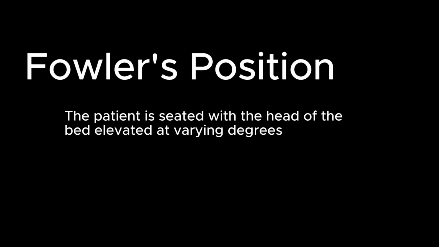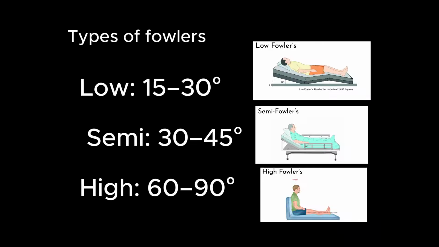Now let's talk about the next one called the Fowler's position. What is Fowler's? Fowler's position is when a patient is seated with the head of the bed elevated at varying degrees. So it means that we have different types of Fowler's position. The degree to which the head of the bed is elevated determines the type of Fowler's position. Hence, we have low Fowler's position, semi-Fowler's position, and high Fowler's position.